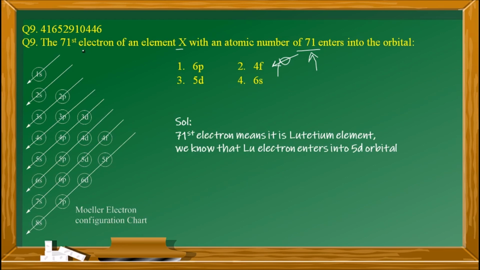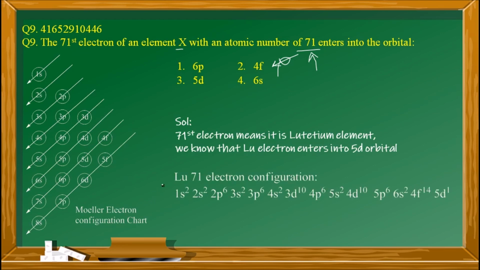If you know the Moeller electron configuration chart, you can write it. The 71st electron means it is the lutetium element. We know that in lutetium the electron enters into d. How? Let us see. 1s2, 2s2, 2p6, 3s2, 3p6, 4s2, 3d10, 4p6, 5s2, 4d10, 5p6, 6s2, 4f14. How many electrons till now?